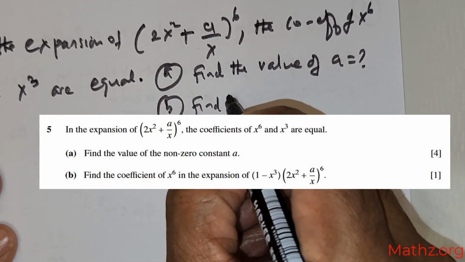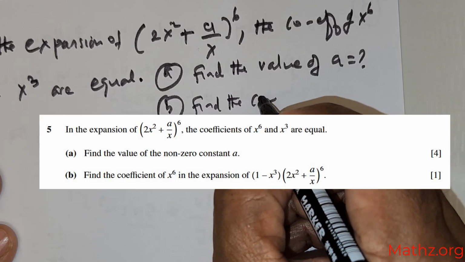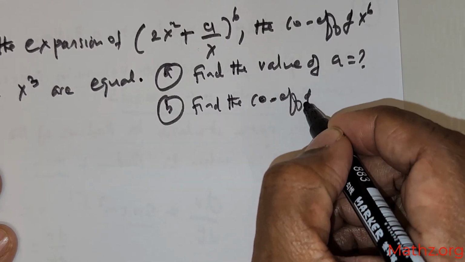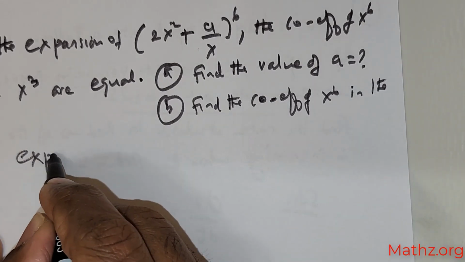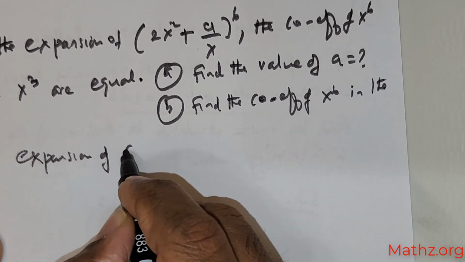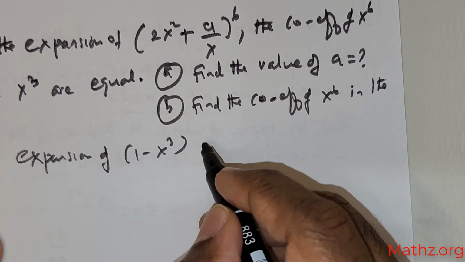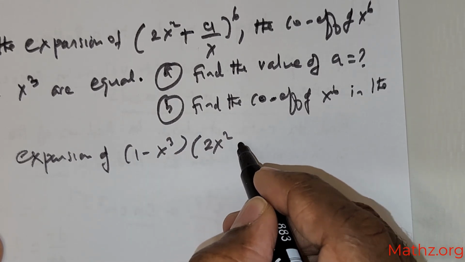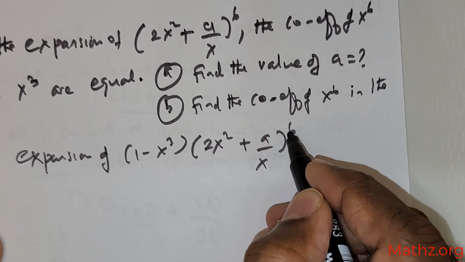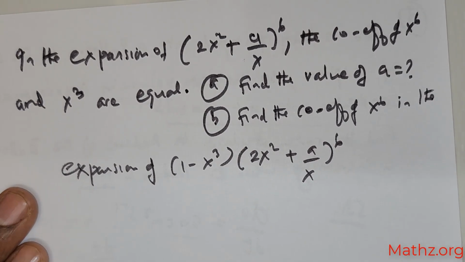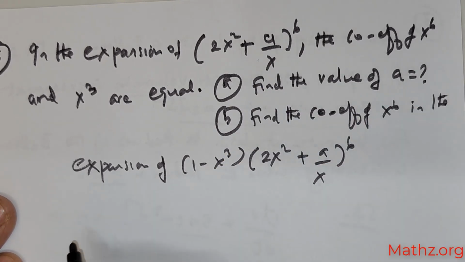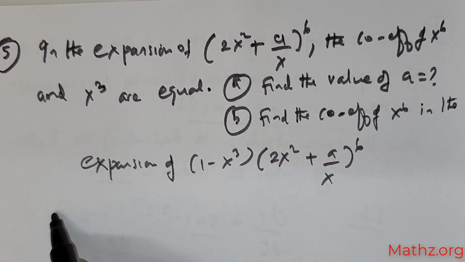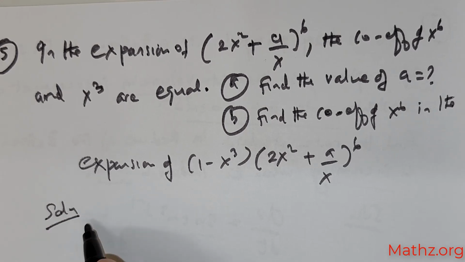Next is, find the coefficient of x^6 in the expansion of (1 − x)^3 times (2x² + a/x)^6. Okay, so now let me start the solution like this.